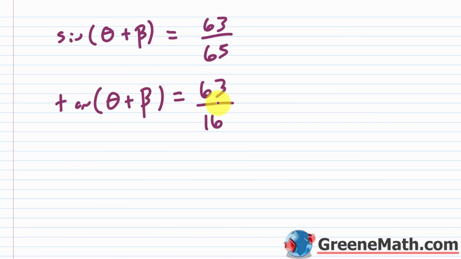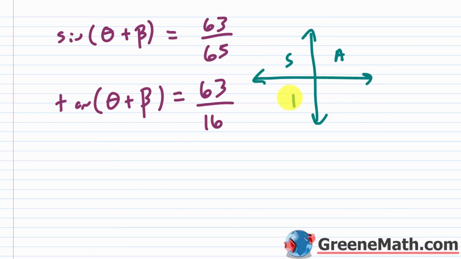You're also told to find what quadrant theta plus beta is in. So you have the sine of theta plus beta, that's positive. You have the tangent of theta plus beta, that's positive. Again, just think about your all students take calculus. So let me draw this out here. All students take calculus. So everything is positive in quadrant 1. In quadrant 2, it's sine and cosecant. In quadrant 3, it's tangent and cotangent. And in quadrant 4, it's cosine and secant.